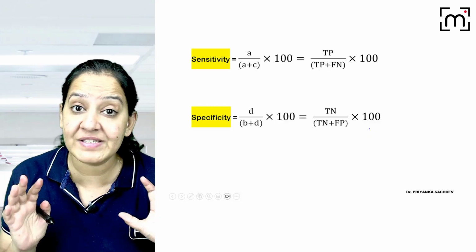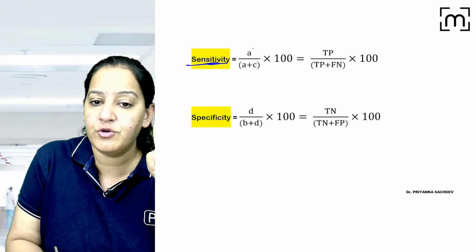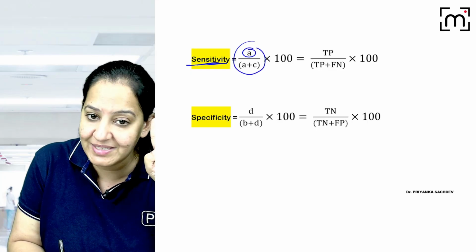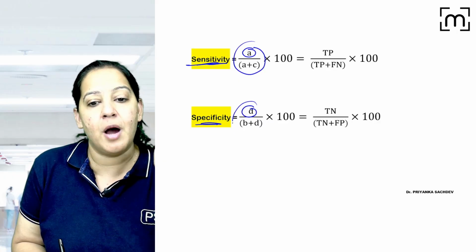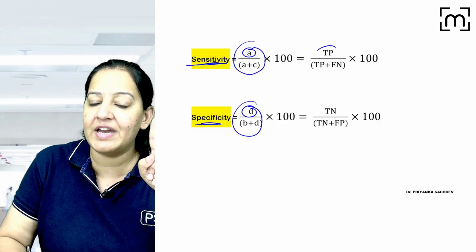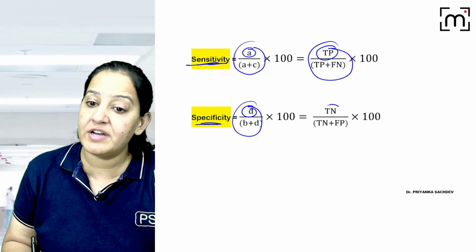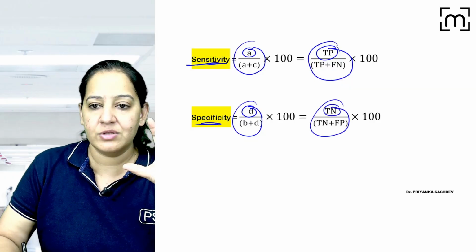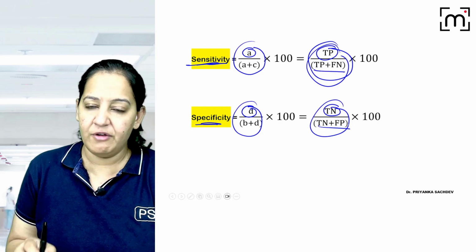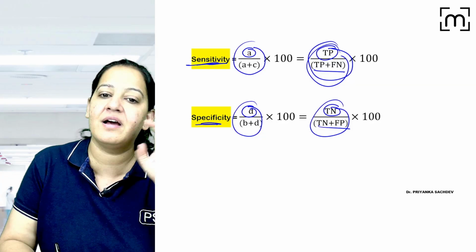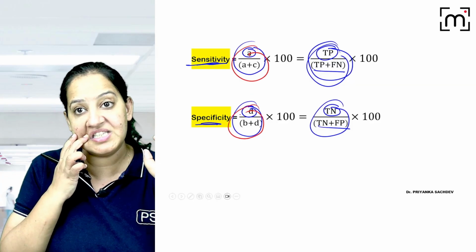Please compare the formulas of sensitivity and specificity in front of you, everyone. Sensitivity is the ability to detect true positive among all diseased, and specificity is the ability to detect true negative among all healthy. So this is all diseased persons, this is all healthy persons. So learn the formula. If it is creating confusion, simply learn the formula: A upon A plus C, D upon B plus D. Don't change the sequence of ABCD.